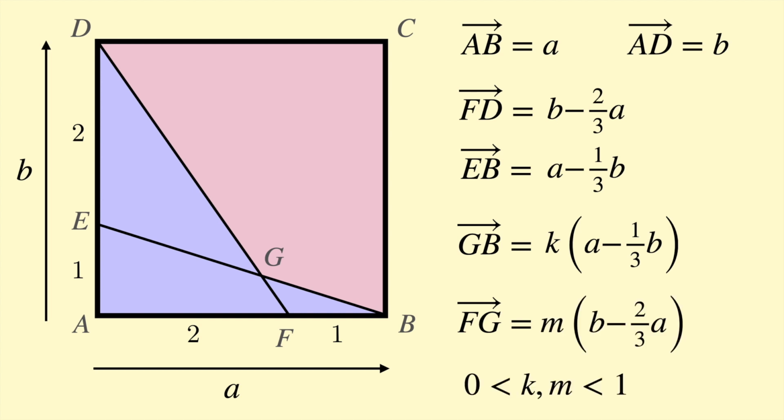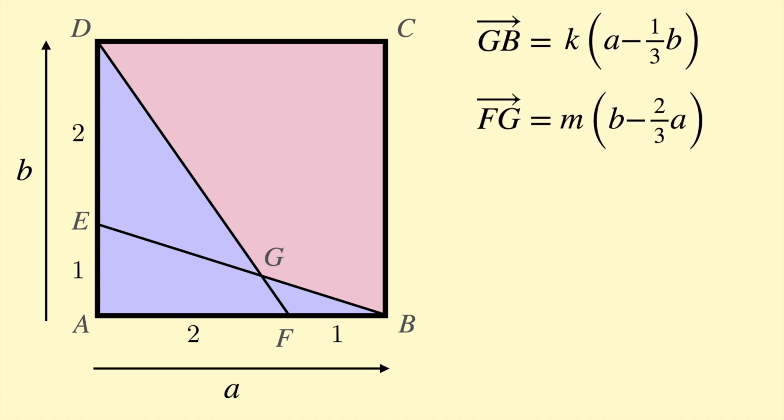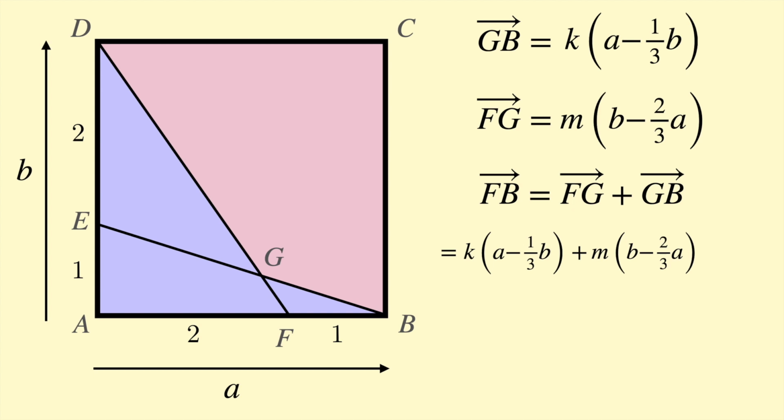So K and M are some fraction between 0 and 1, such that they scale those vectors down to GB and FG. Okay, now that we have these two vectors GB and FG, let's now write an expression for the vector FB. FB is going to be FG plus GB. So from F to B, we could also take the journey from F to G and then G to B. So FB is also equal to K multiplied by A take 1/3 B plus M multiplied by B take 2/3 A.